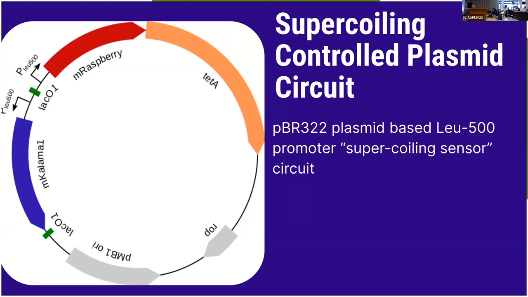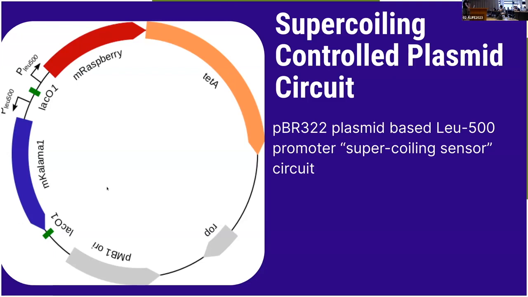So there we have here a design for a plasmid with a supercoiling sensor. So we've got in orange the TET-A gene, over here. So that's going to generate our negative supercoils, and they're going to propagate backwards through the system. They're going to go past this gene initially, but then they're going to hit this guy. This is PLU500. He is a supercoiling sensitive promoter. So when the supercoils get to this point, it opens up, and suddenly M-raspberry happens. And if it gets a bit further, we hit another copy, and M-calama happens.